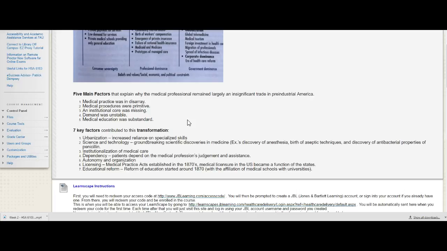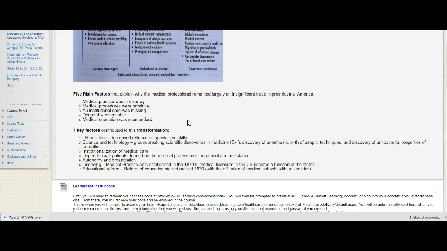So what kind of got this transformation going? First was urbanization, all right? So there was an increased reliance on the specialized skills of paid professionals. People were leaving their families and their neighborhoods where family-based care was traditionally given, and they were moving to the cities.